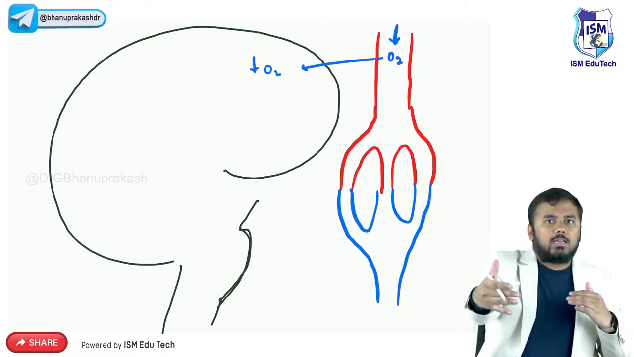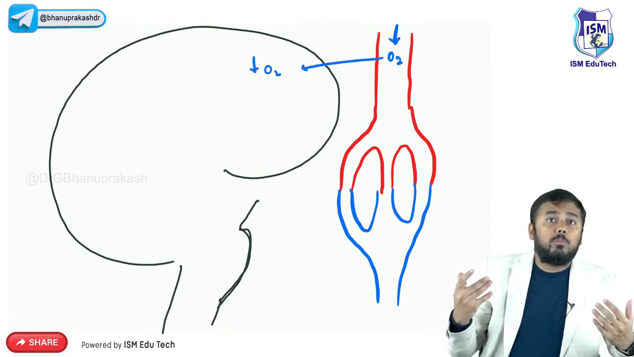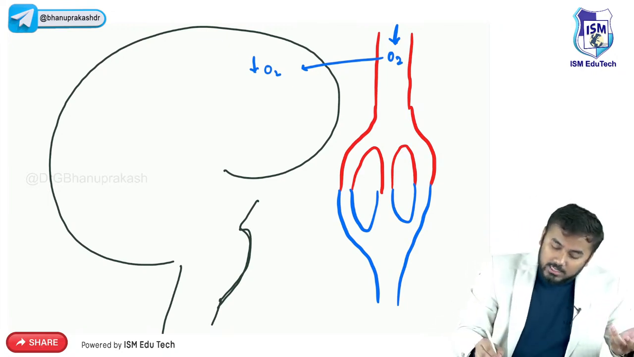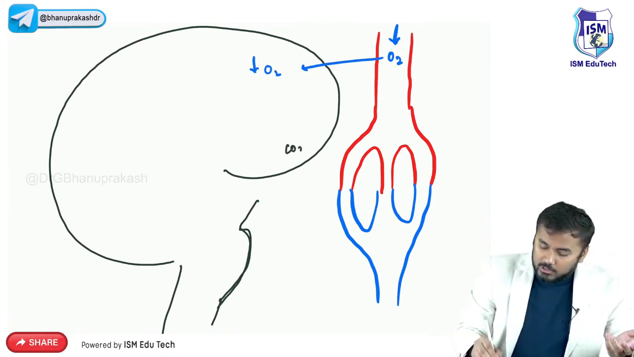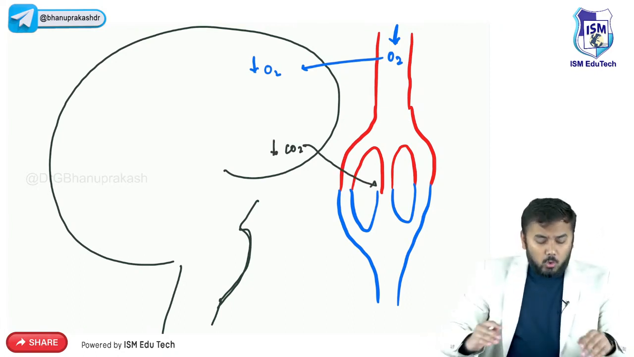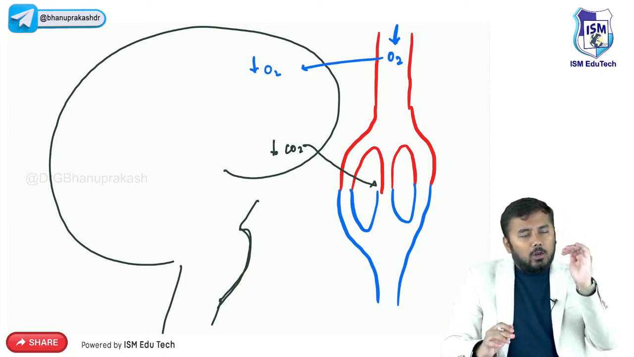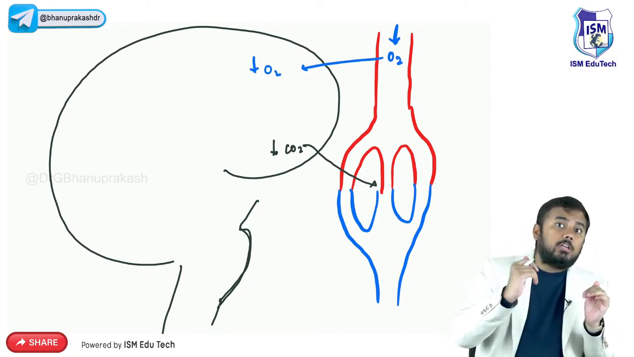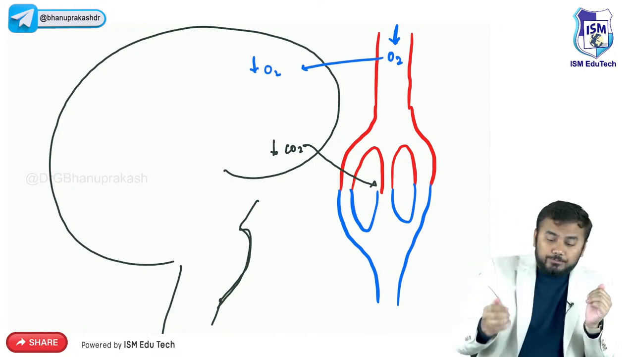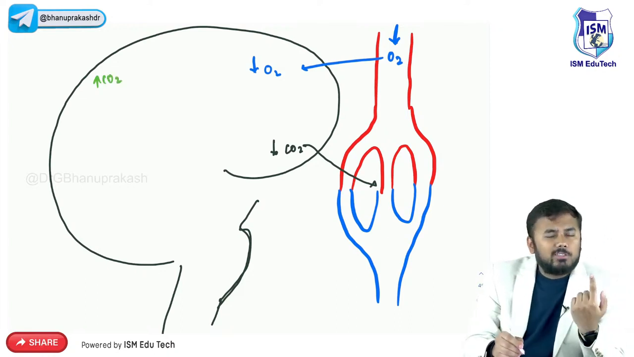So obviously less oxygen will be supplied to the brain. Whenever oxygen is coming, in exchange of oxygen, carbon dioxide should leave. So how much carbon dioxide will leave here? Obviously less carbon dioxide is going to leave. So overall what is the result? What is the status of oxygen inside the brain now? Low. What is the level of carbon dioxide? More.